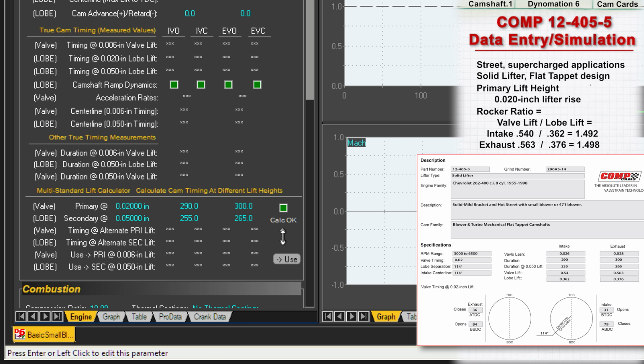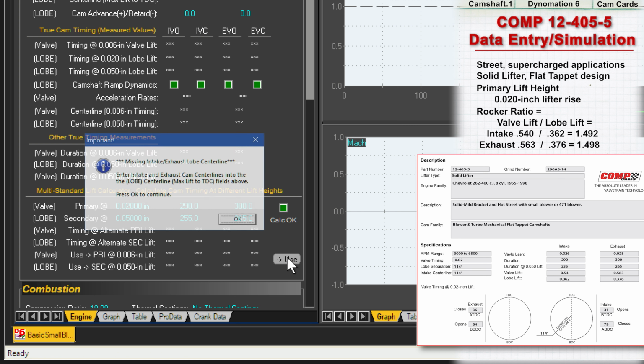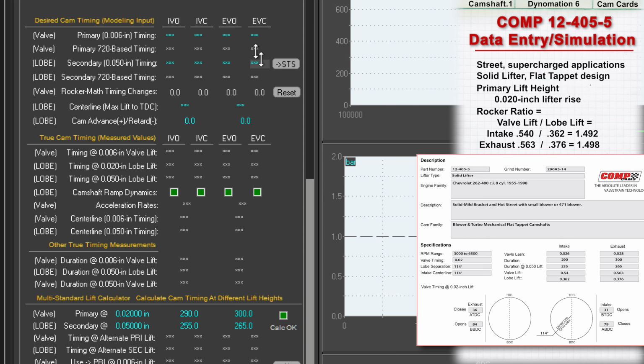Now press the Calculator Use button. The message box explains that the calculator needs the cam centerline values to complete lift height calculations. So we'll first enter 114 degrees for intake centerline from the cam card. However, the exhaust centerline was not included on the card.